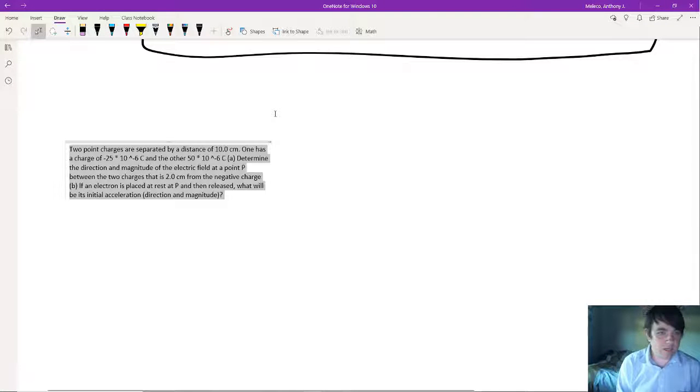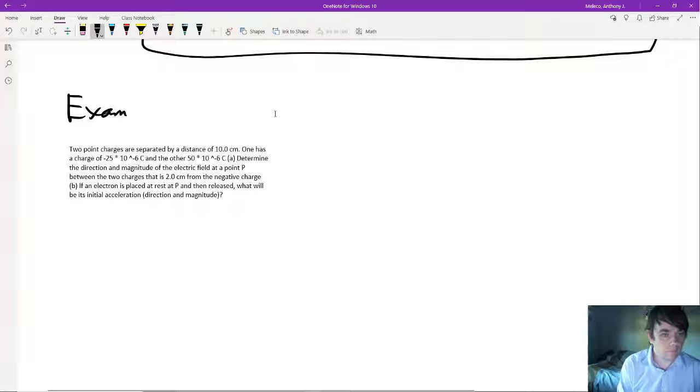This is going to be example 5. Two point charges are separated by a distance of 10 centimeters. One has a charge of negative 25 times 10 to the minus 6, and the other has a charge of 50 times 10 to the minus 6, both coulombs. We want to determine the direction and magnitude of the electric field at a point P between the two charges that is 2 centimeters from the negative charge.